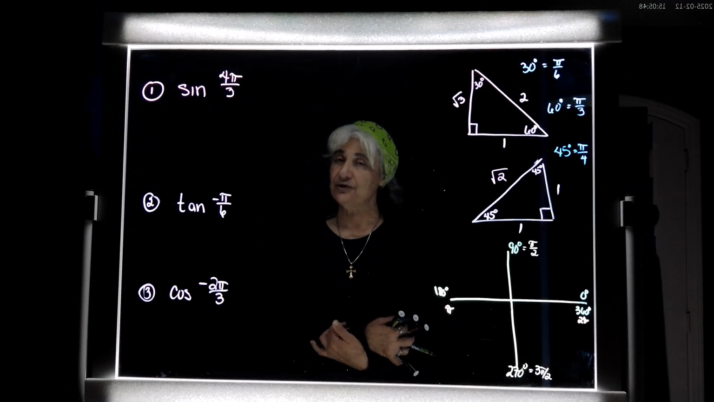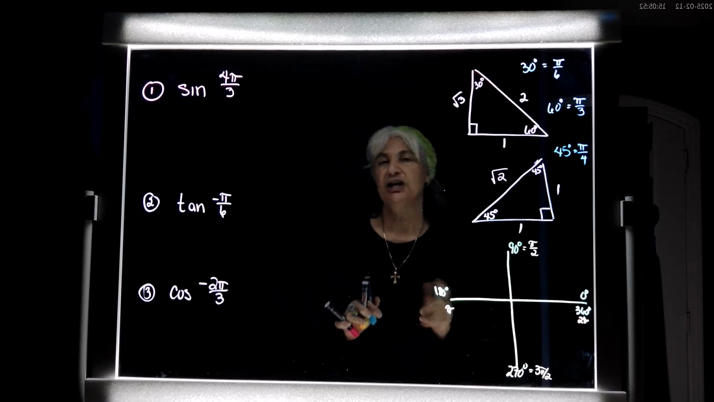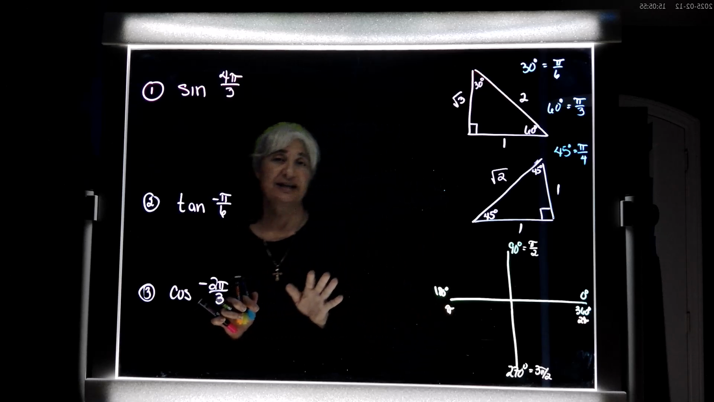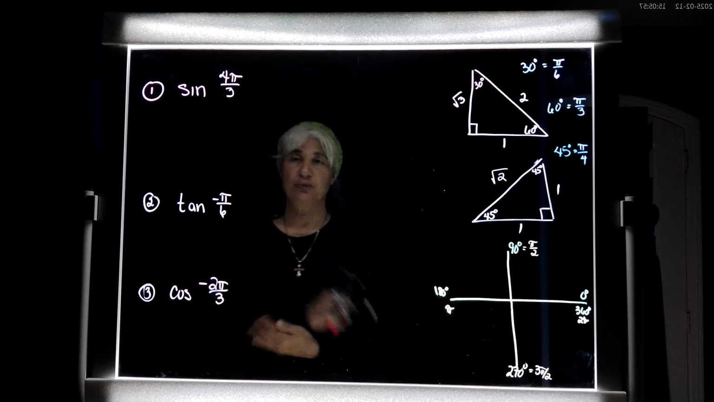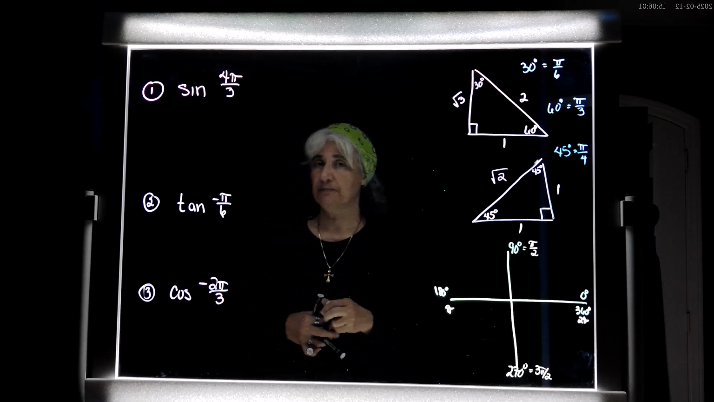So you found the answer key video, which means you must have done the work first and you're just checking your answers. The directions were to find the exact answer. So let's look at number 1. I'm dealing with finding the sine of 4 pi over 3.